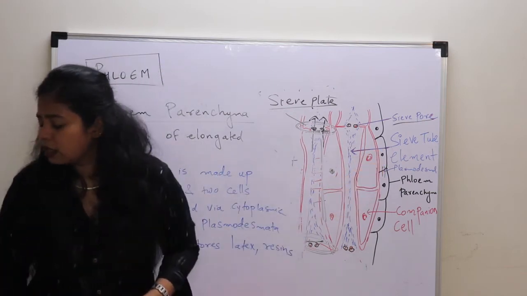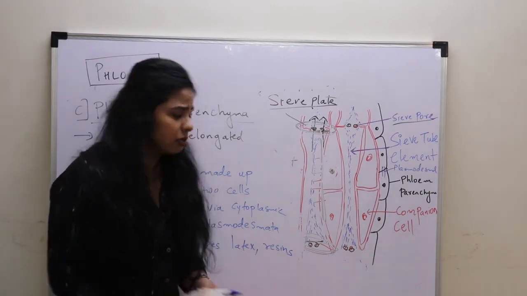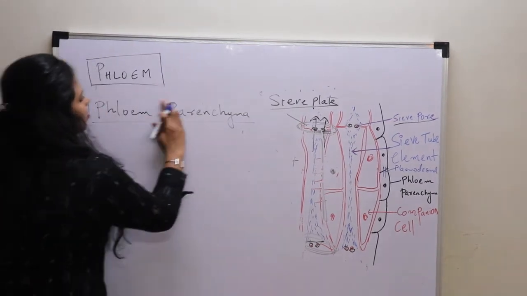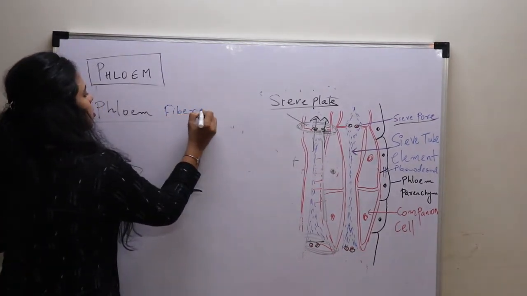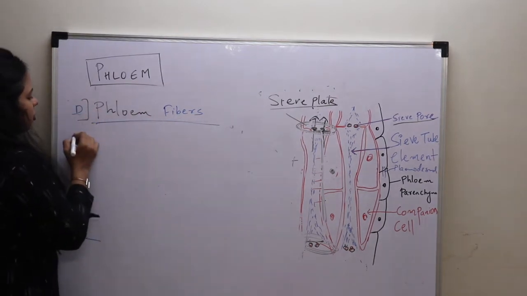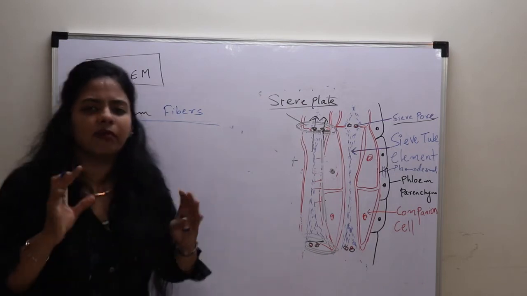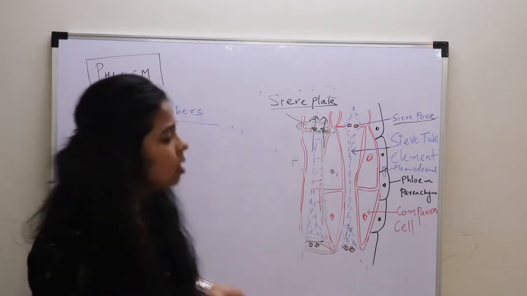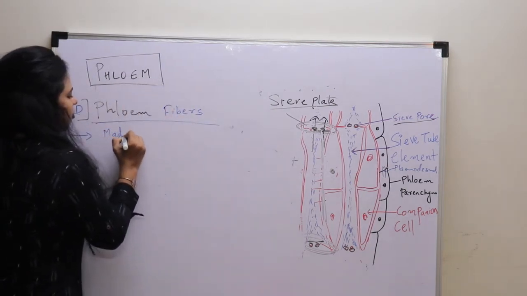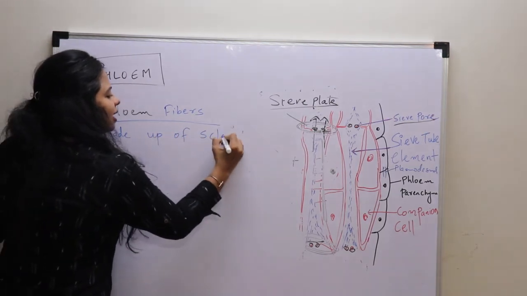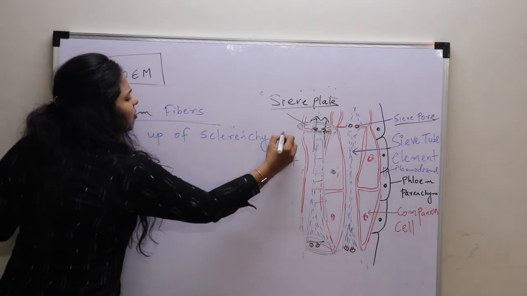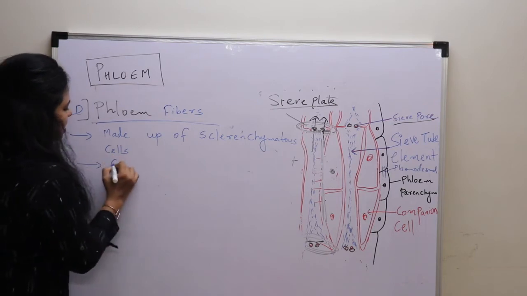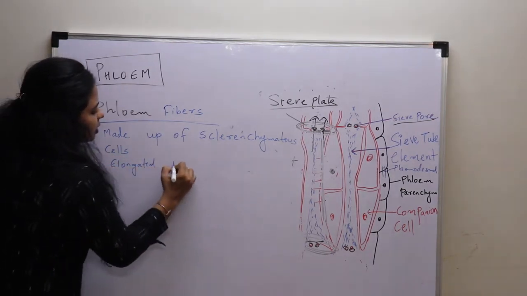Now let us see the fourth and last part of phloem, that is phloem fibers. Okay, so phloem fibers, that is D. Wherever the word fiber comes, you must know it is made up of sclerenchymatous cells. Wherever sclerenchyma comes, it means dead cells. These are elongated, pointed cells.